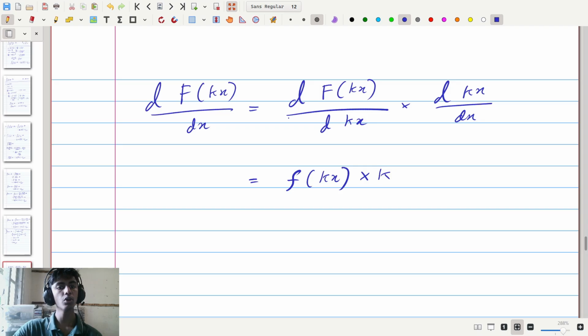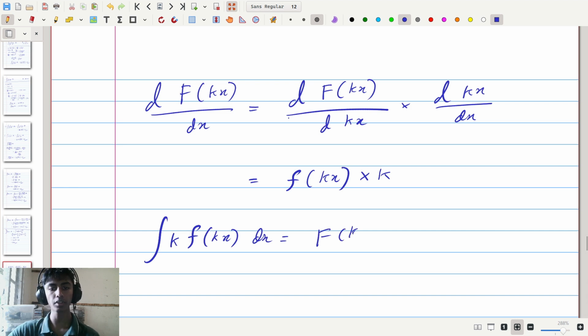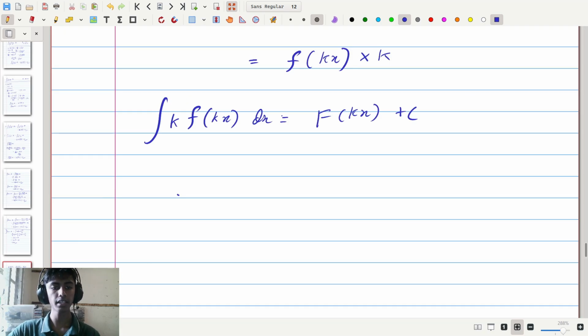Therefore, the derivative of capital F of kx with respect to x is going to be simple f of kx times k. Reversing this in the integral format, we know that the integral of k times f of kx with respect to x would be capital F of kx plus c. Therefore, since k is a constant, we can divide both sides by k and write finally that the integral of f of kx with respect to x is going to be capital F of kx divided by k plus c.